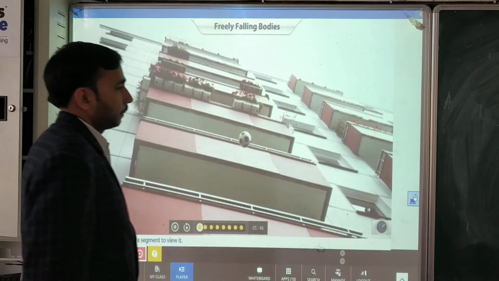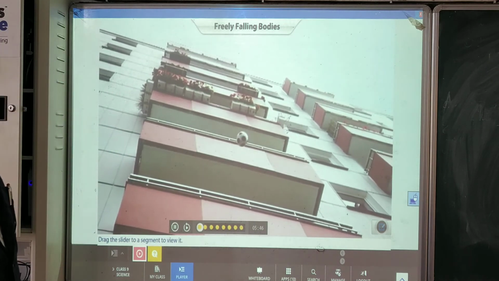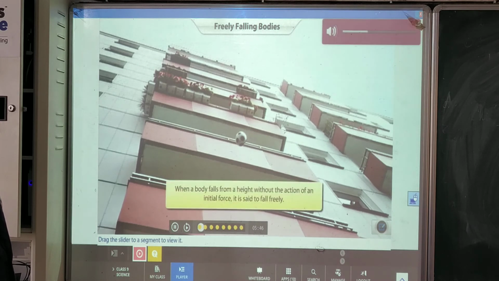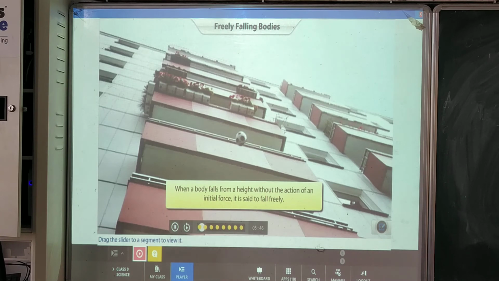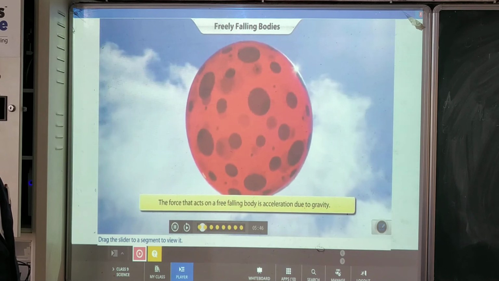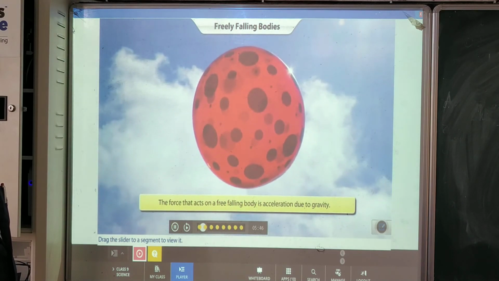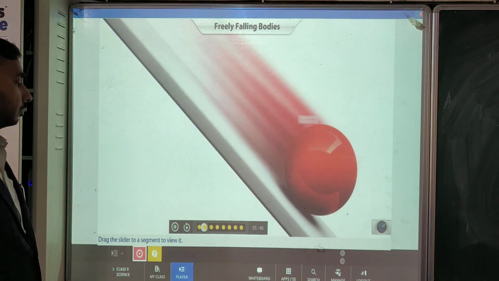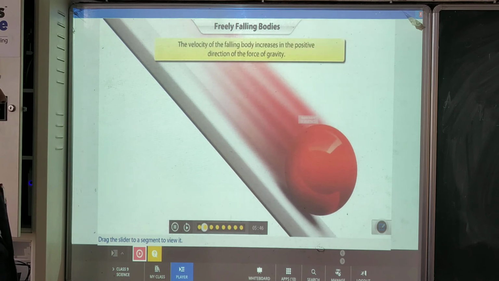What happens when you drop a ball from the top of a multi-story building? When a body falls from a height without the action of an initial force, it is said to fall freely. The only force that acts on a free-falling body is the acceleration due to gravity. So, even though the initial force and velocity are zero, the velocity of the falling body keeps increasing in the positive direction of the force of gravity.